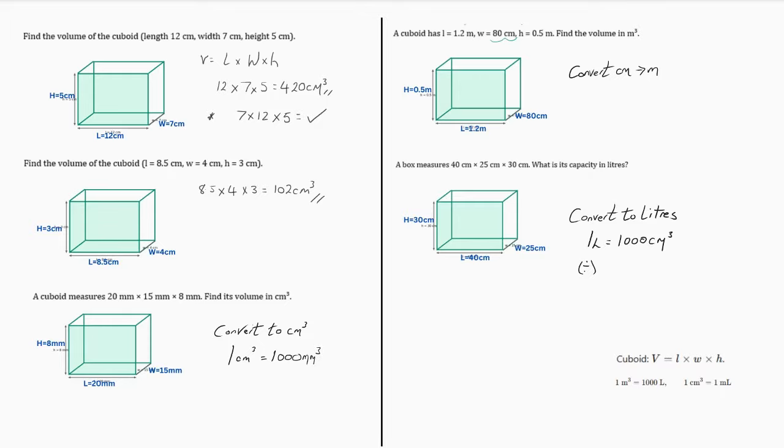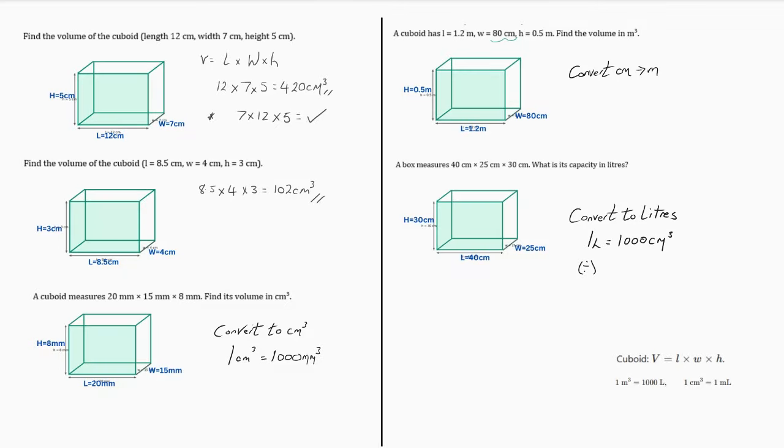And you're thinking, nah, can't be that easy. Well, there are extra little steps we have to do, and you've got to look out for them. They don't tell you them. This is where you have to read the question. So a cuboid measures 20 millimeters by 15 millimeters by 8 millimeters. It's asking us to find its volume in centimeter cubed. Now to do this, we're going to have to do a little bit of converting. So we need to convert all our millimeters into centimeters.